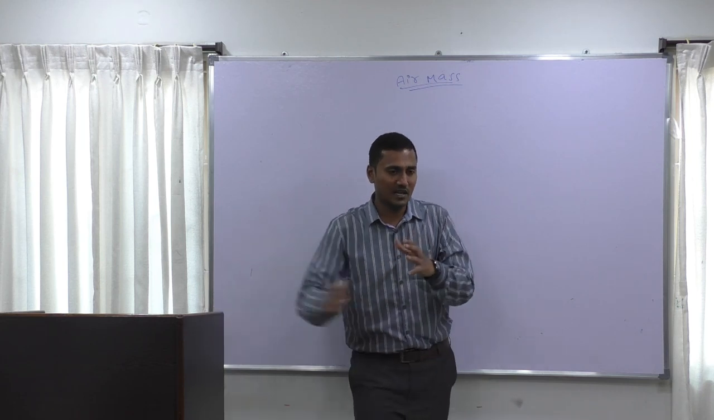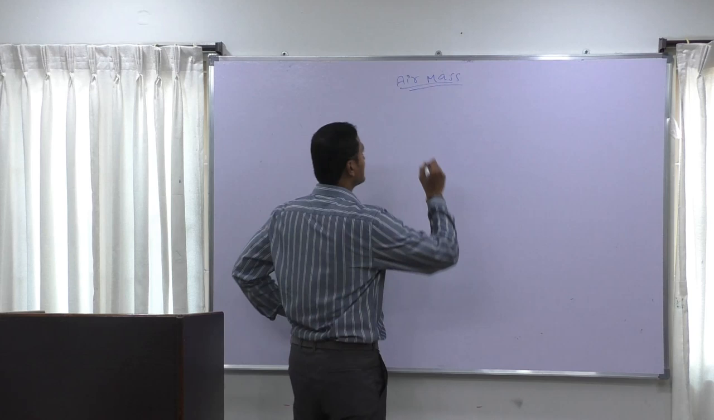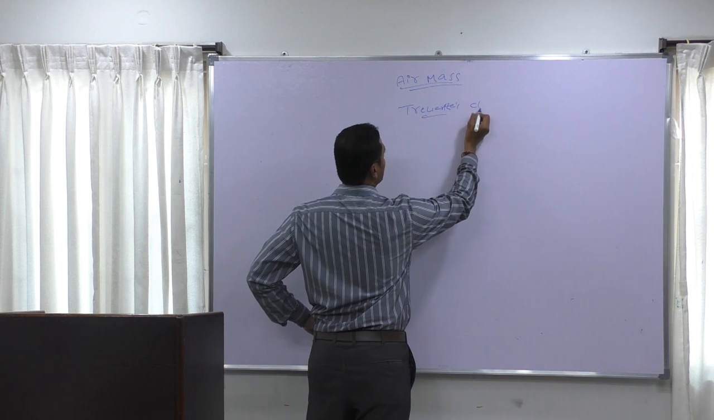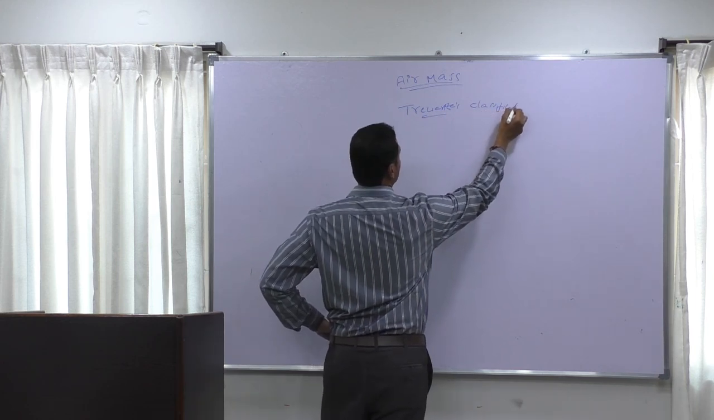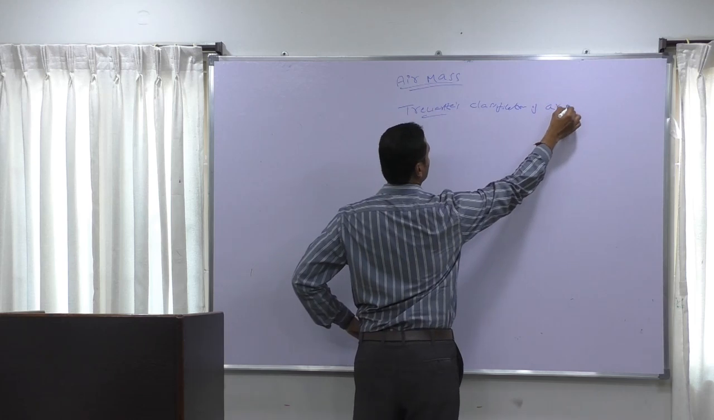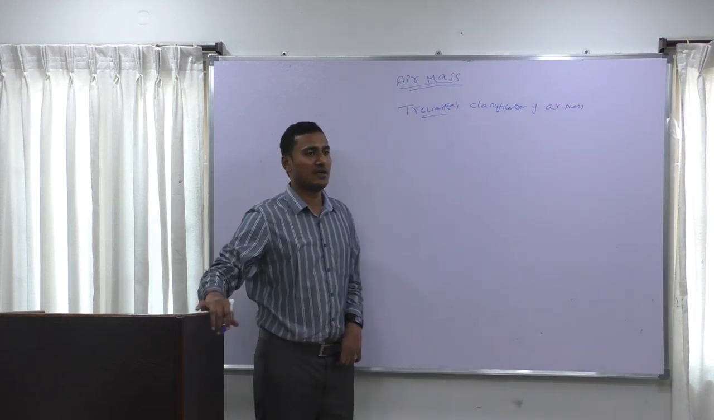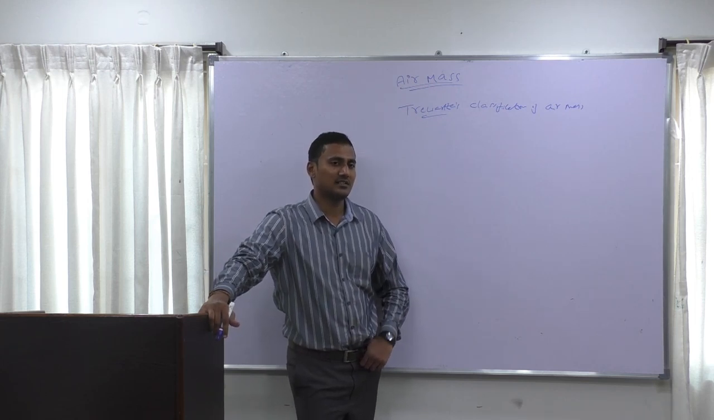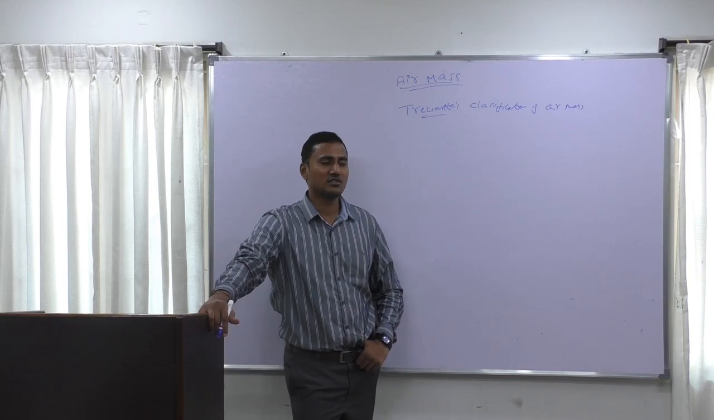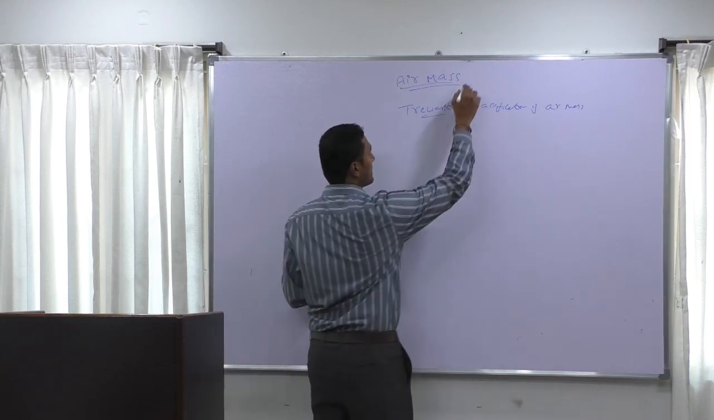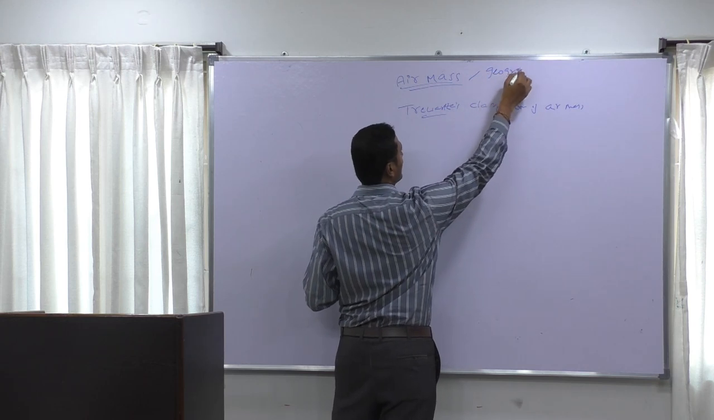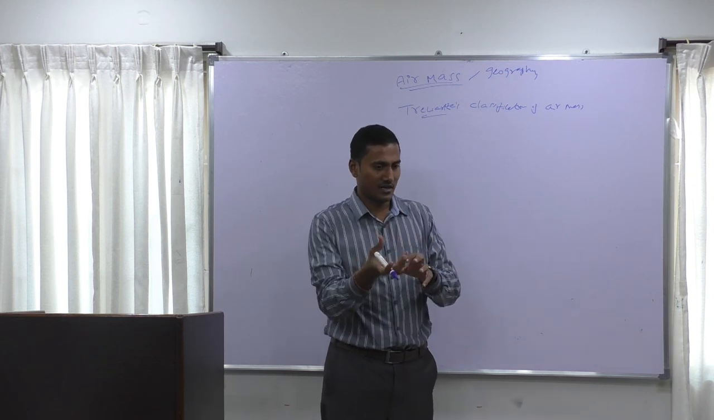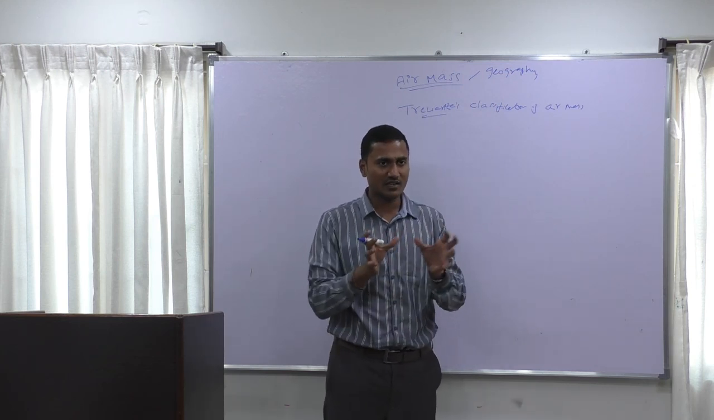This is a theory: how do we classify the air mass? We call it Trewartha's classification of air mass. Generally, air mass can be classified based on the source region, that is, based on geography. Geography means where: is it a polar area, tropical area, continent, ocean? That is called geographical classification.